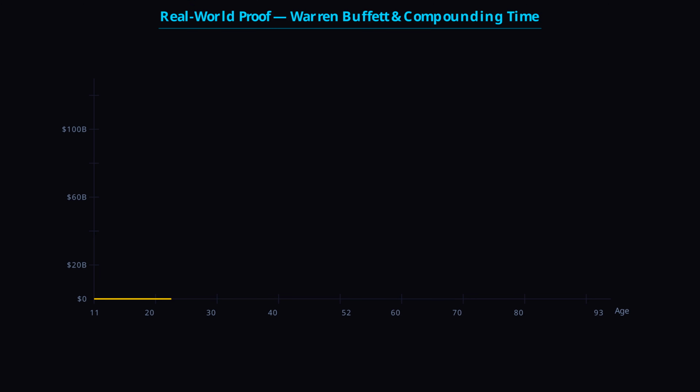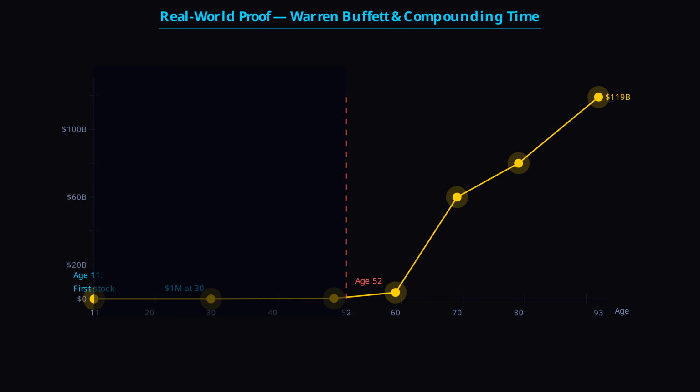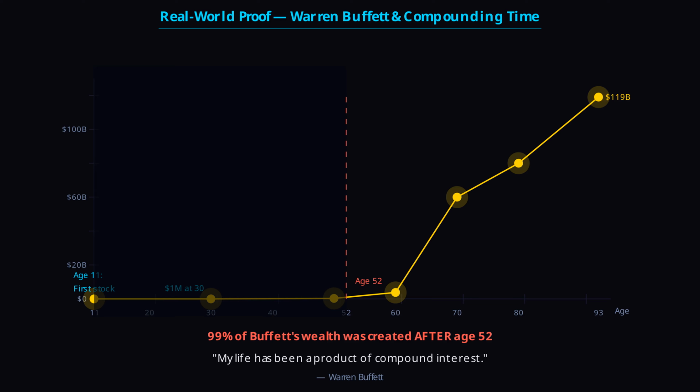Warren Buffett bought his first stock at age 11. He has been investing without interruption for over 80 years. At age 30, $1 million. At age 50, $300 million. A remarkable figure by any measure, but barely visible on the chart of his final wealth. At age 60, $3.8 billion. At 65, the age most people plan to retire, Buffett had less than $4 billion. Today, at 93, he has $119 billion.